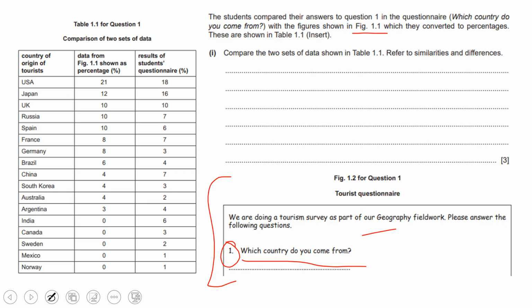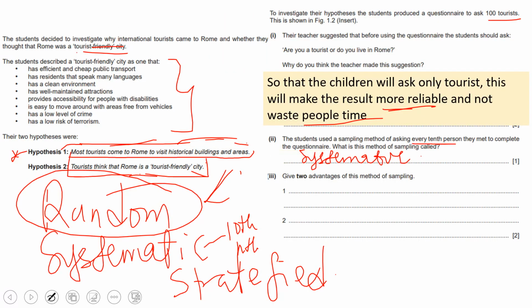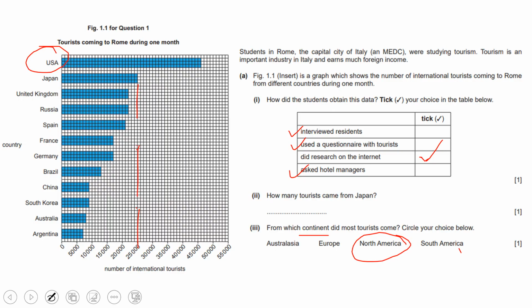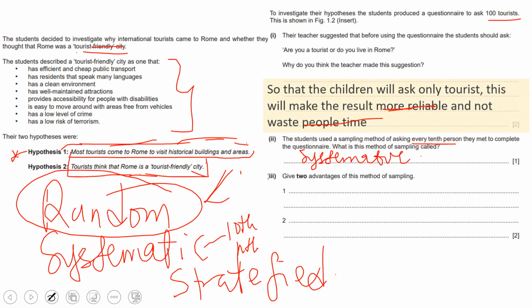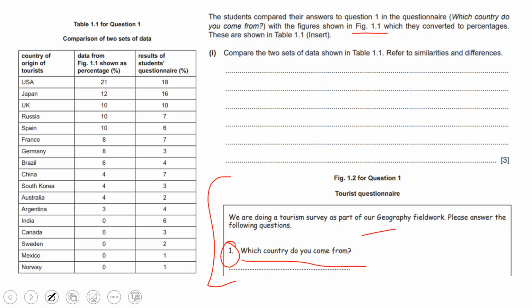Now, this is table 1.1. Remember, we have a figure here, which is figure 1.1, that has to do with the internet data. So they said with the figure shown in figure 1.1, which they converted to percentage. Now, they converted that figure to percentage, which we have on this table. These are shown in table 1.1 insert. So we have it here, which is the insert.